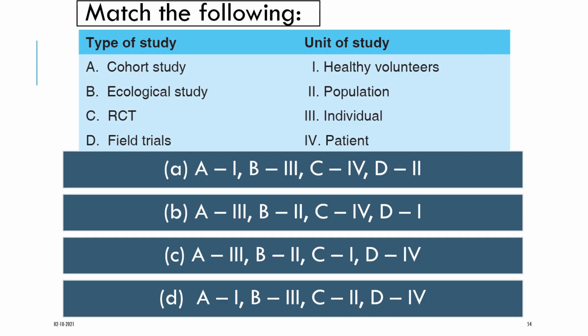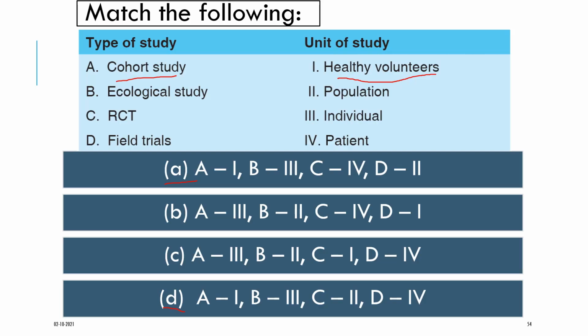Finally, take a look at this one. It's a match the following type. Now, the key to this is pick one and look at the options. Let's take A, for example, a cohort study. It'll either be 1 or 3. So let's see, healthy volunteers or individual. It's healthy volunteers. Again, if you just refer to the previous question, you'll know why. So the answers will either be A or B. Now, how do we determine which is which? Let's look at B again. B is 3, so we know that for sure.